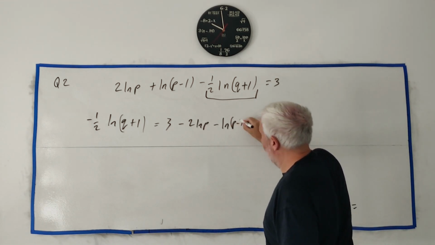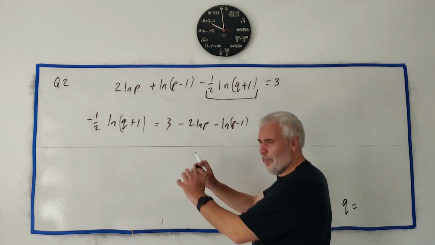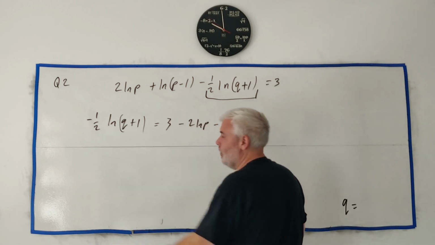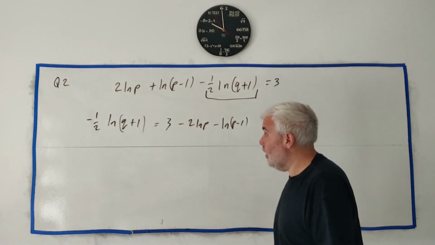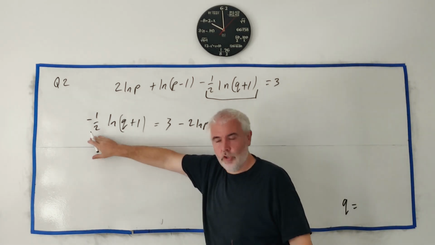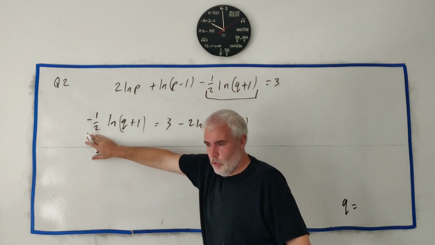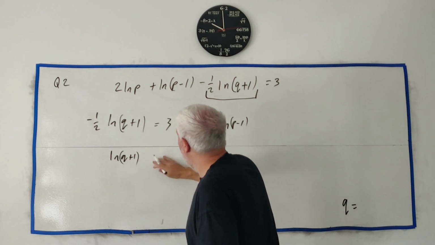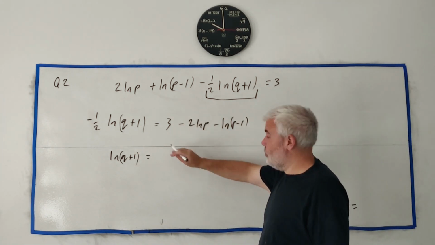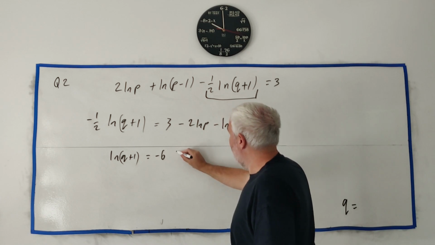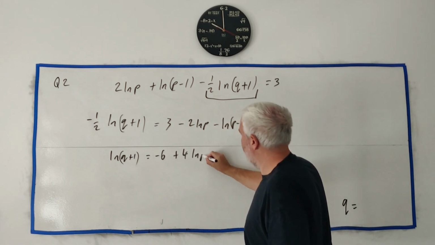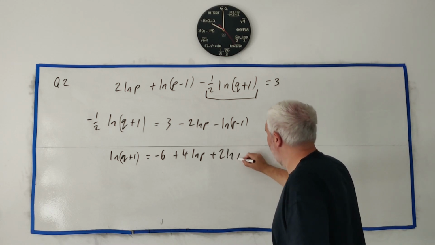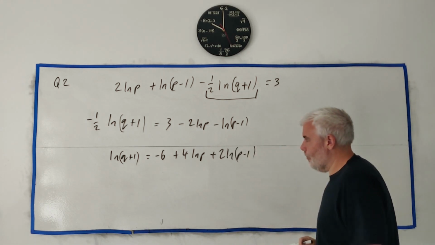Next thing we can do, we're sort of peeling away the things around this q. This minus a half, that can be destroyed quite easily. Multiply it by a minus 2. So that will get just a plus 1 over here, meaning it's just natural log q plus 1. And on this side, multiplying it by minus 2, we'll get a minus 6, a plus 4 natural log p, and a plus 2 natural log p minus 1.